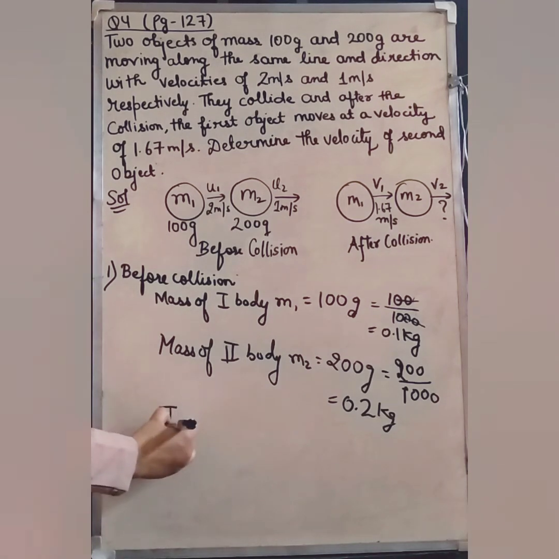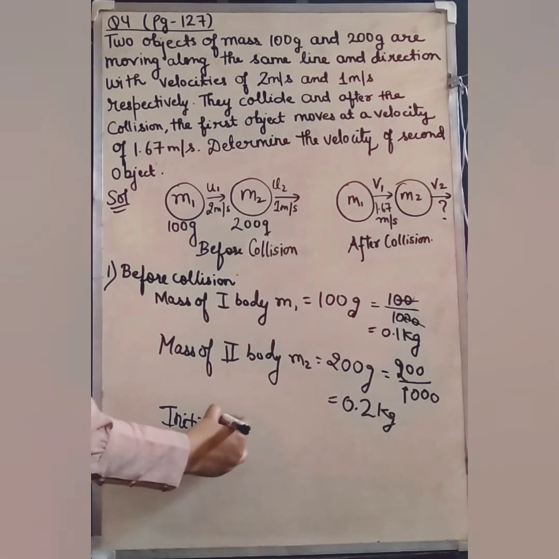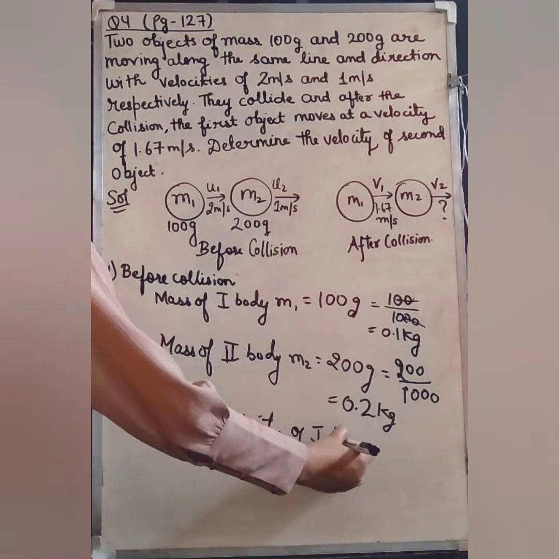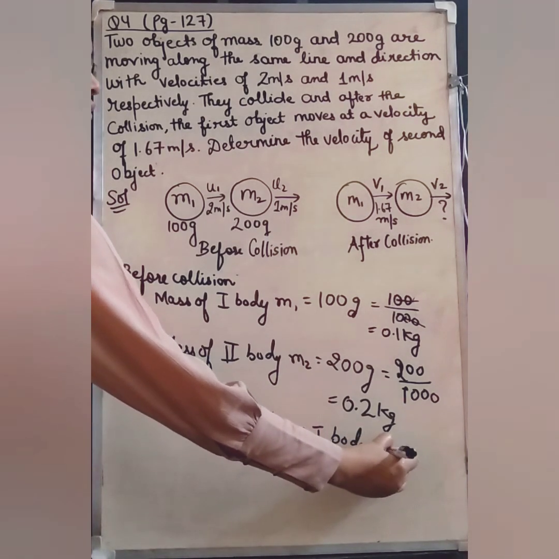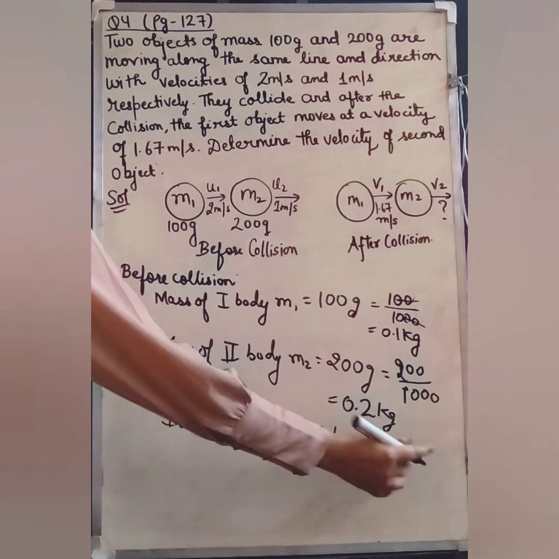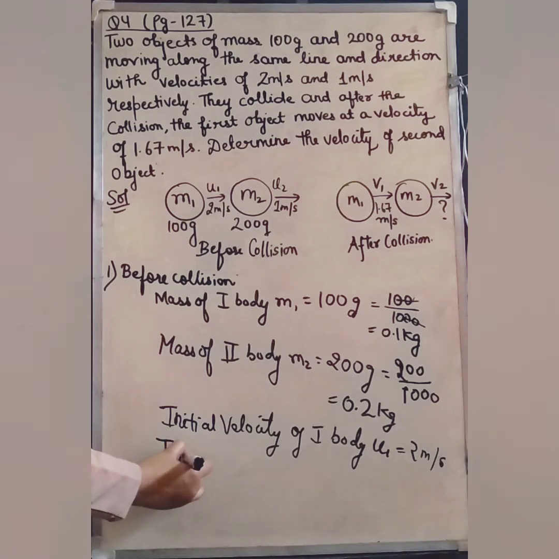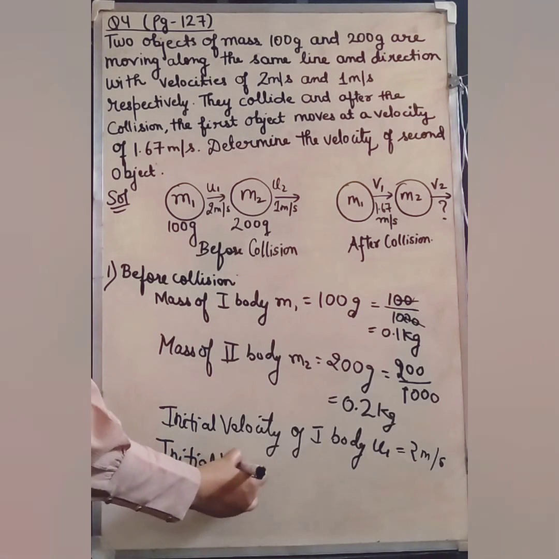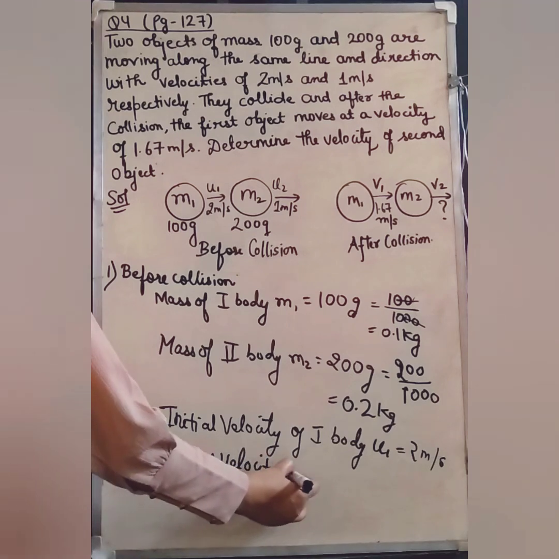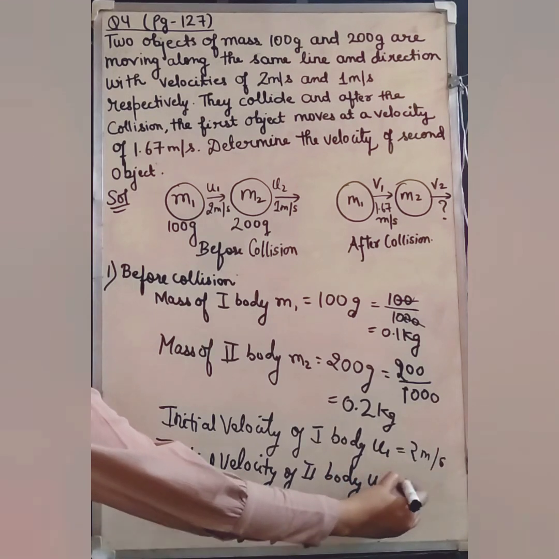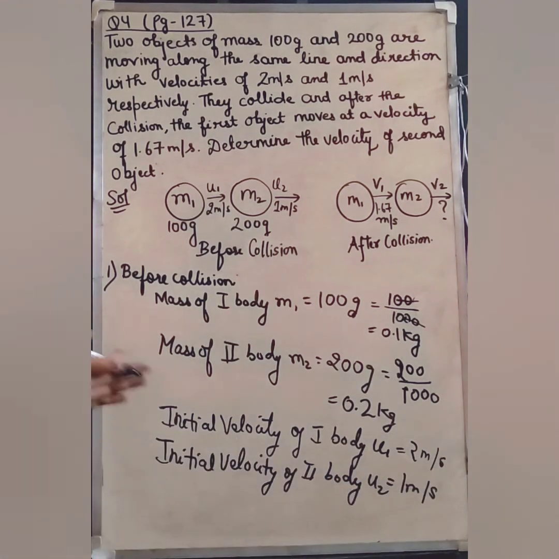Now the initial velocity of the first body is u1 and that is 2 meter per second and the initial velocity of the second body is u2, which is 1 meter per second. So I will find out the total momentum of these two bodies before collision.